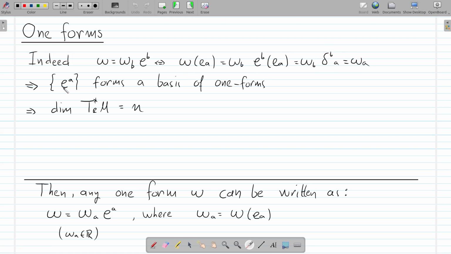Therefore, e^A upstairs form a basis of one-forms, and there are n of them. Therefore, the dimensionality of the cotangent space is equal to the dimensionality of the manifold M. The same thing is true also for the tangent space, as we have already seen.